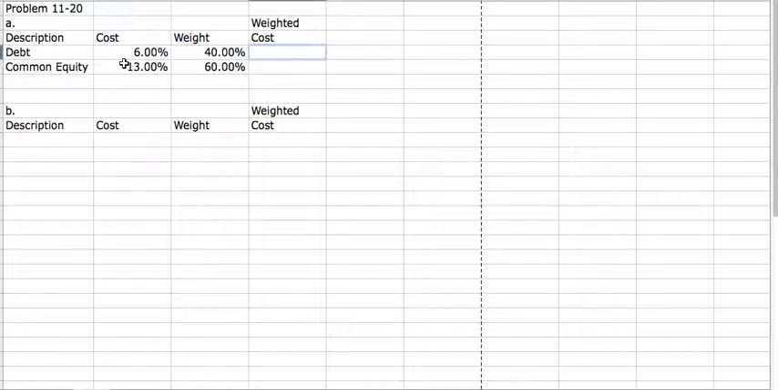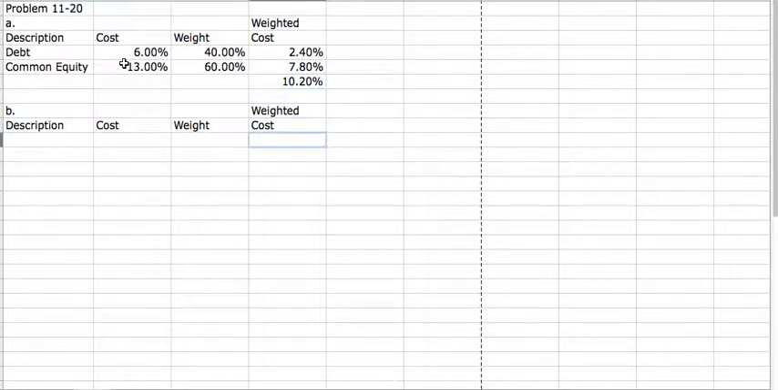So all we need to do is multiply the cost times its weight for each and then add the two together to find out what the weighted average cost of capital is, and you can see that's 10.2%. Alright, so there's the answer to A.